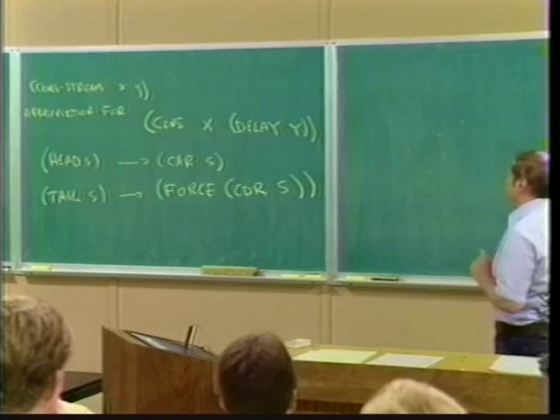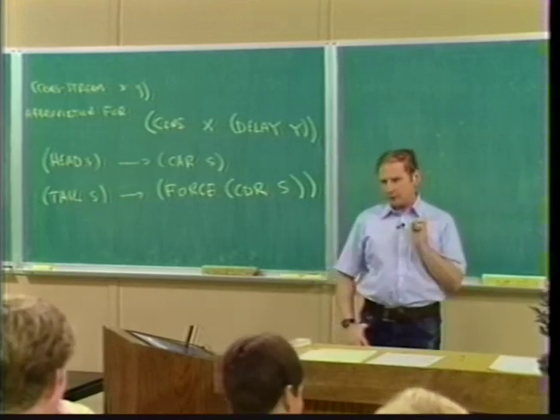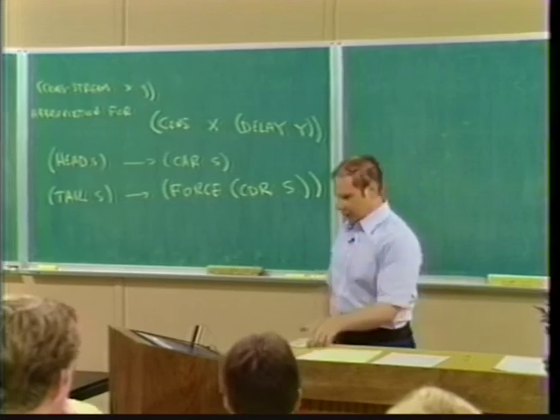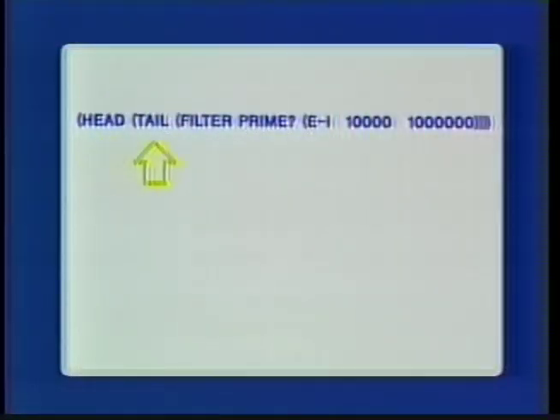Now let's see how this works. We'll go through this fairly carefully, in this example of computing the second prime between 10,000 and a million. We start off with this expression: the head of the tail of the result of filtering for primality the integers between 10,000 and a million. What is that? If you trace through enumerate-interval, it builds a cons-stream. And that cons-stream is the cons of 10,000 to a promise to compute the integers between 10,001 and a million.